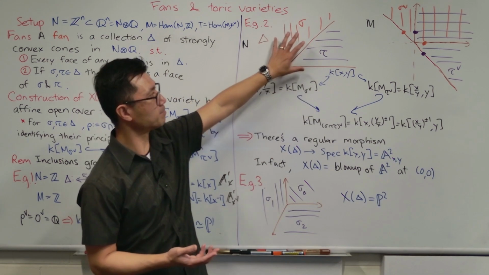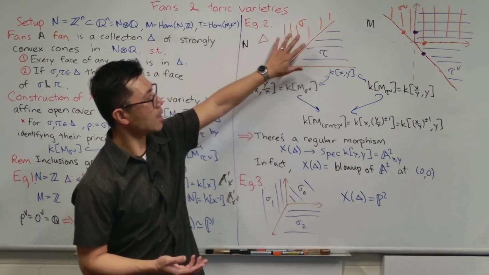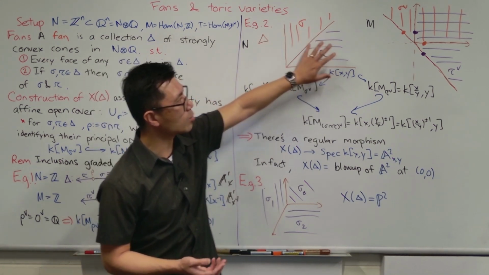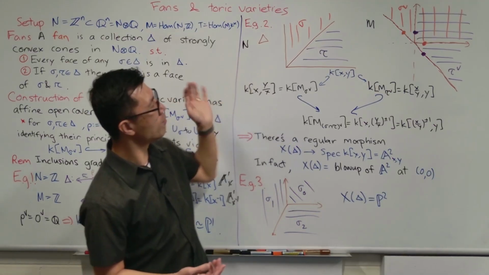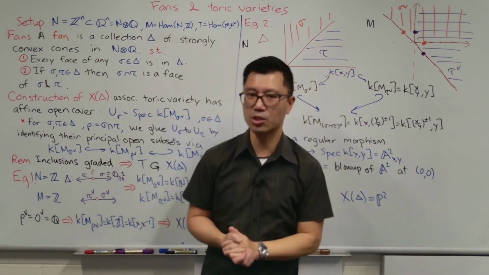And that's what we get. So that's step one, okay? But to actually get the affine varieties, we have to move to the dual cone, so we're going to move over to M. Okay, so let's just go through this slowly.